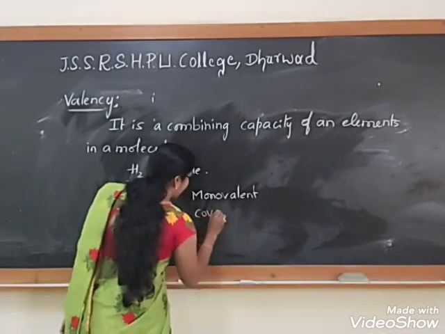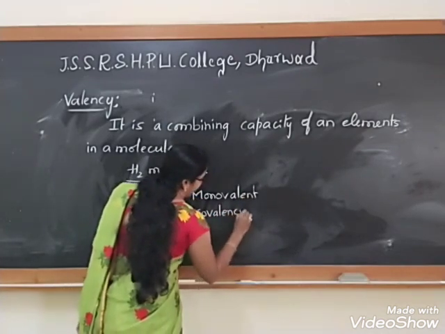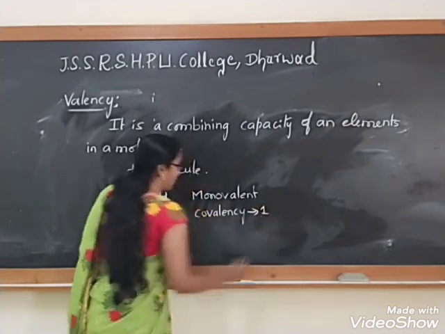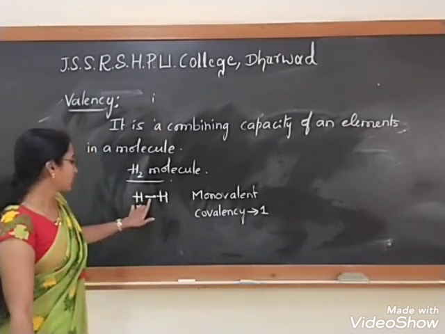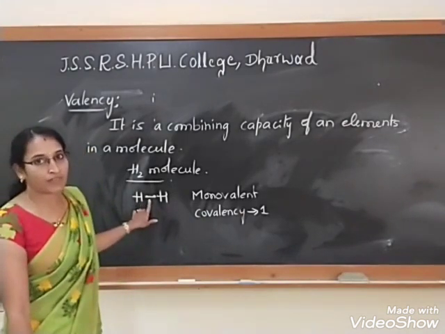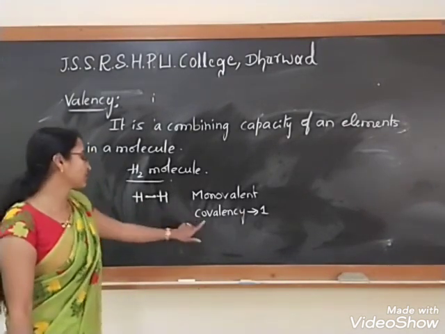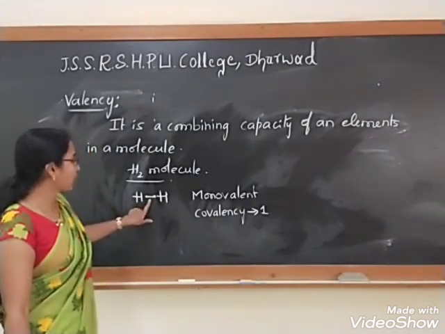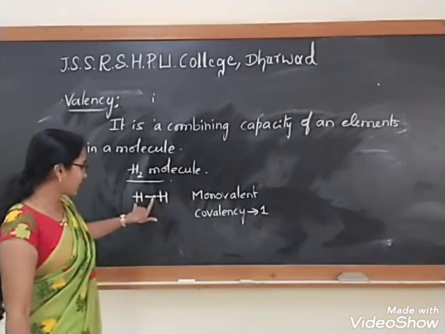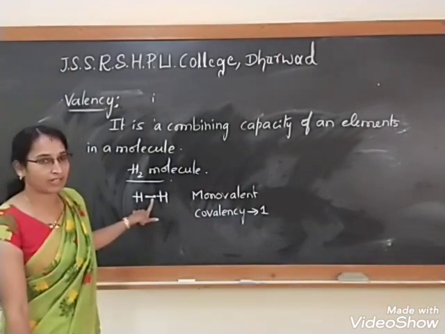So the covalency is 1. Covalency is nothing but the valency in the covalent bond. One covalent bond has been formed between the two hydrogen atoms, so hence the covalency is 1. It is nothing but the combining capacity of the hydrogen atom is 1, so hence it is known as monovalent.